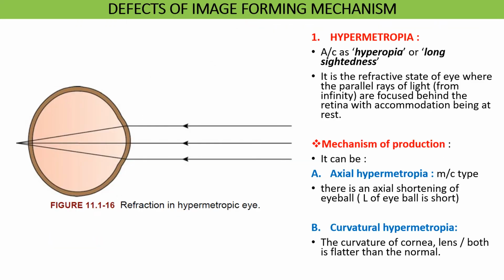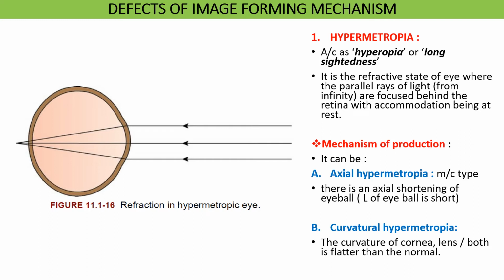Let us see the first type of error of refraction, that is hypermetropia. It is a condition or refractive state of the eye where the parallel rays of light coming from infinity get focused behind the retina with accommodation at rest. Thus, the image formed will not be clear. Hypermetropia can be of many types based upon the etiology or the cause.